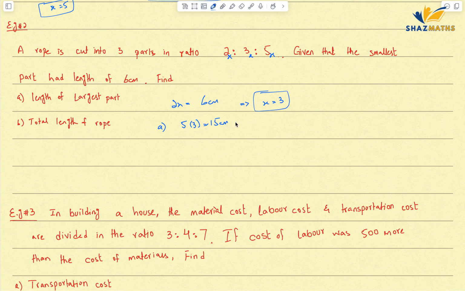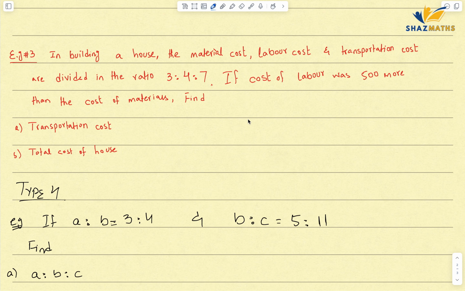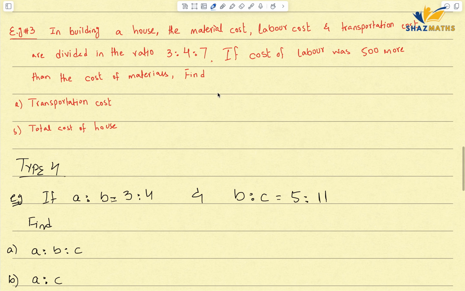As simple as that. Total length of the rope. If I add it up, 2 plus 3, 5 plus 5, 10x. So 10 times 3 would be 30. Got it? So using this technique, you will be able to solve all the scenario based questions. I will leave this example for you guys, or if you want to attempt any of the past paper questions, just use this technique, you will be able to do that.